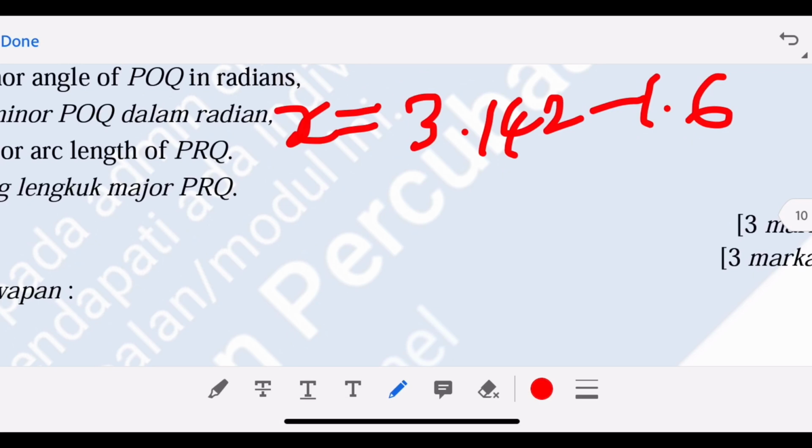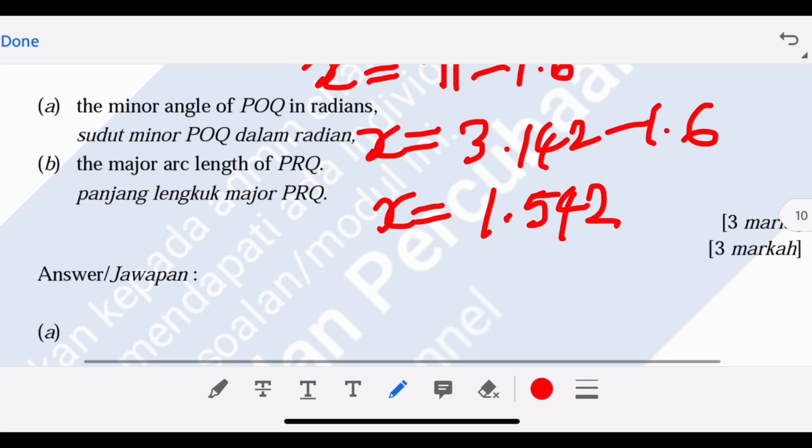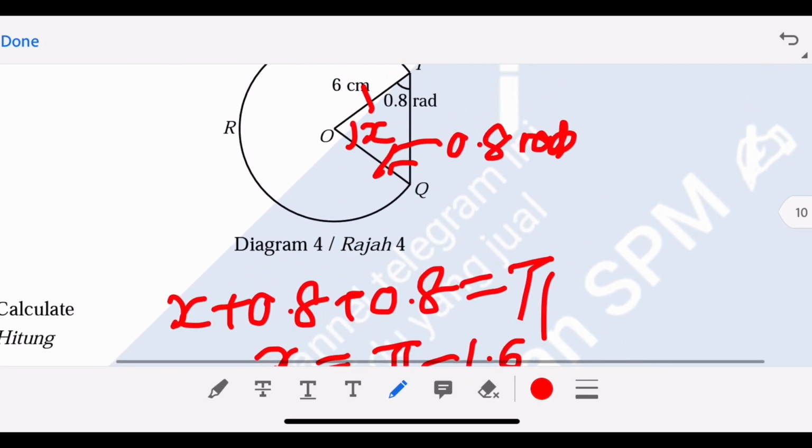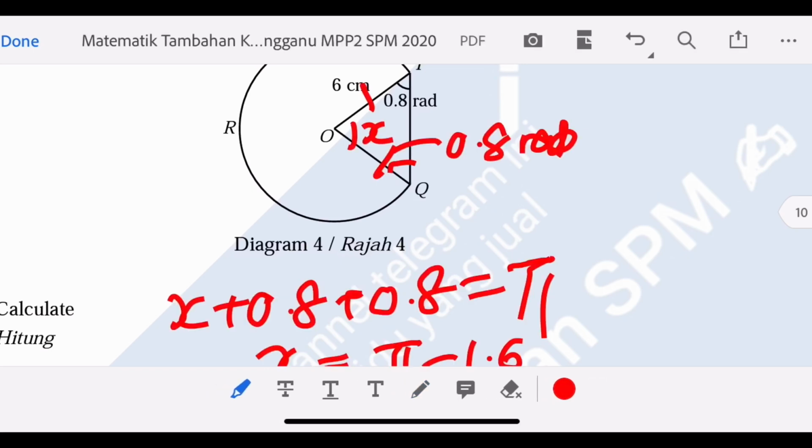Alright, so now we need to solve for the next one, which is the arc length of PRQ. The arc length of PRQ is the major arc length. Okay, so the major arc length, we have to find the major angle which is subtended by the arc length. Okay, but let's solve the x first. Is 1.542. For the major arc length, the angle subtended is also major angle corresponding to the major arc.